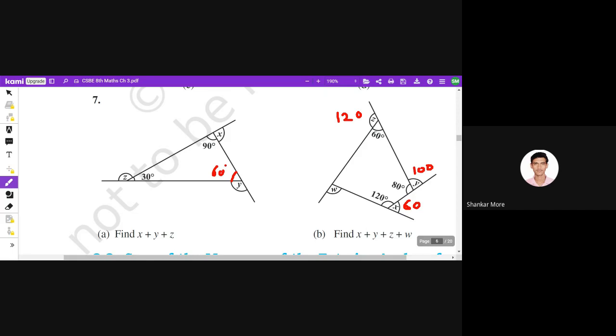we can use the formula that the sum of all the angles will be how much? 360, right? So 120 plus 80 is 200. 200 plus 60 is how much? 260. Now if these three angles add up to 260 degrees, the third one should be 100 degrees. And if this third one is 100 degrees, then the w that we need is 80 degrees.